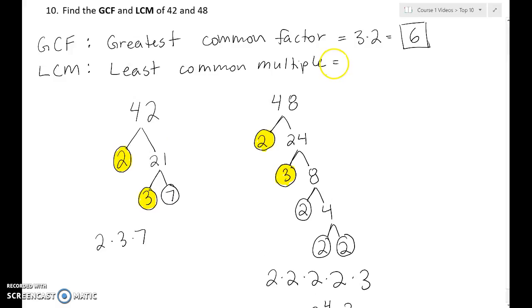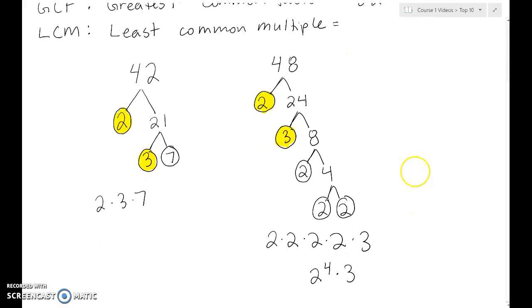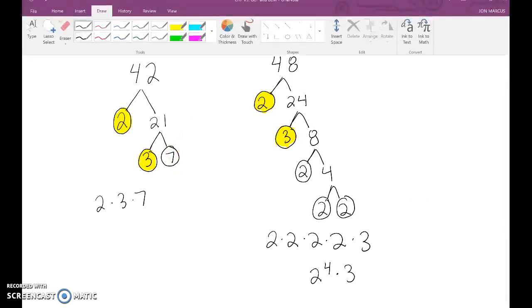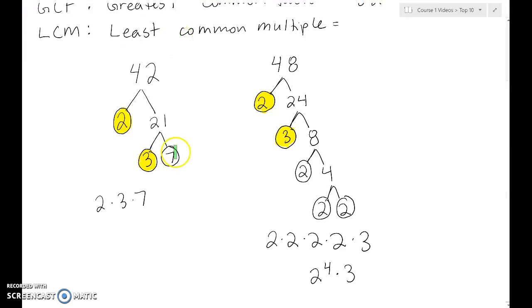Another way, how to find the least common multiple using the same way. Now that we've done all this work, all I need to do is look at the factors that they don't share and say, you know what? Man, it would be really nice if this 7 was also over here. So I'm going to multiply 48 times 7.